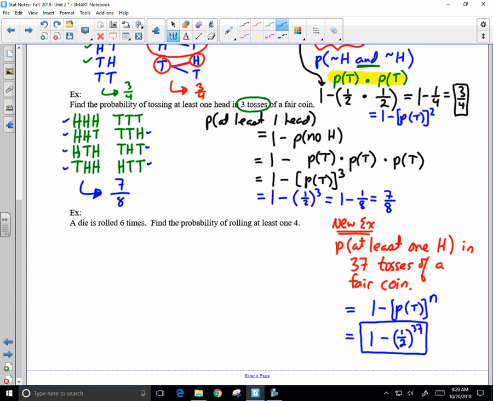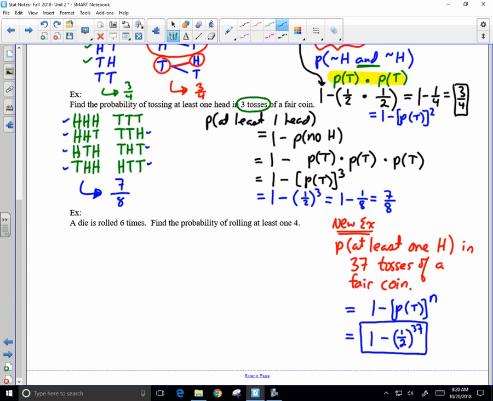But it's that kind of thing where you're not thinking about the situation. You're like, here's a number, I write it down. Here's a number, I write it down. Try to think about why you're writing down the numbers that you are. Okay? A die is rolled 6 times. Find the probability of rolling at least 1 4.